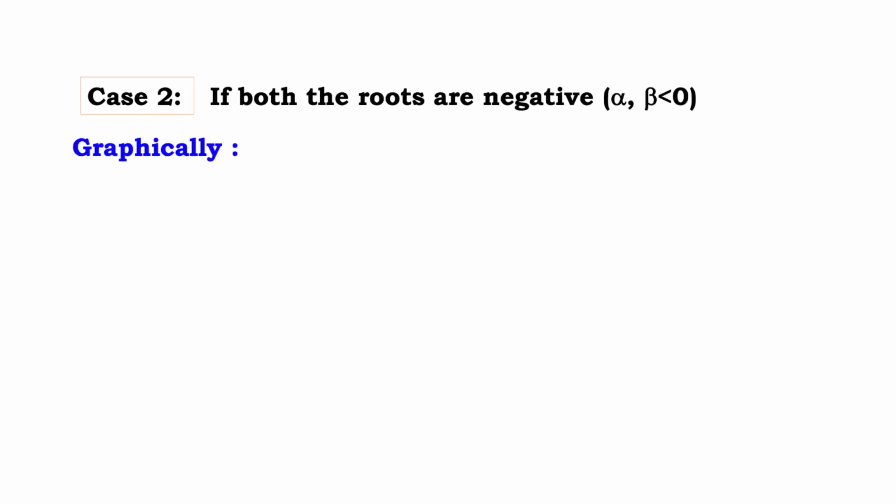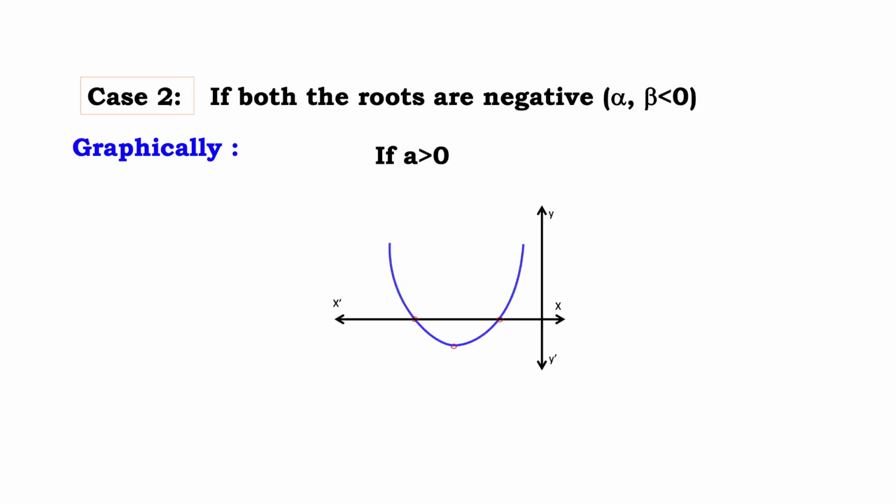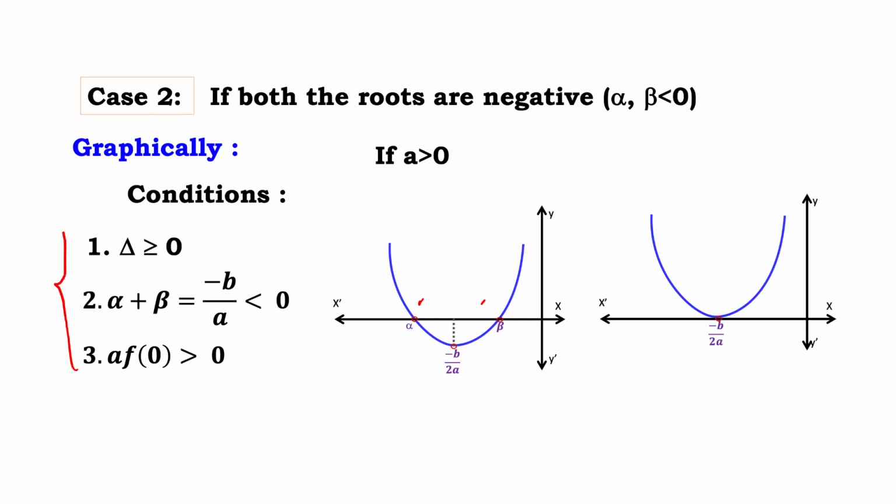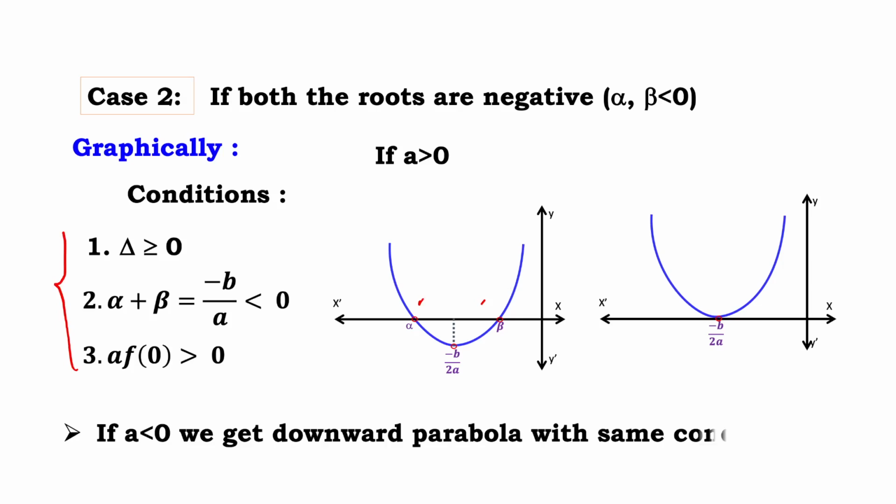Again, if both the roots are negative, look, everything will be same. First, discriminant greater than or equal to 0, sum of the roots less than 0, a into f0 must be greater than 0, right? So in this case also we are getting all the same three results, but for negative values. And if a is less than 0, there will be a downward parabola, but the conditions for this will be the same, right?